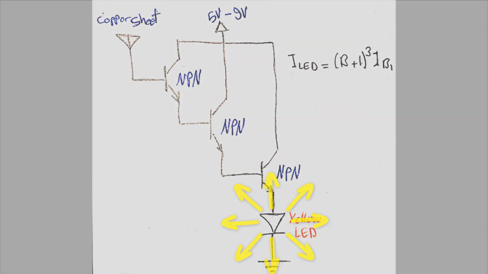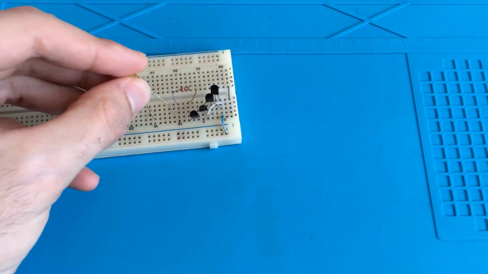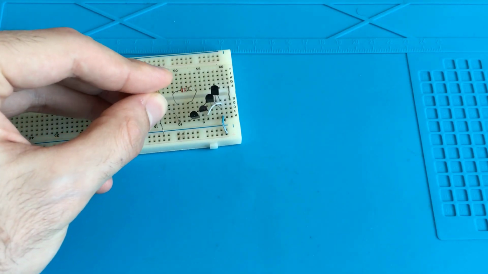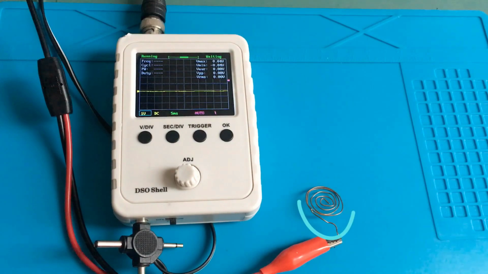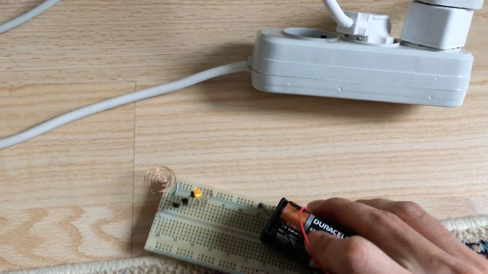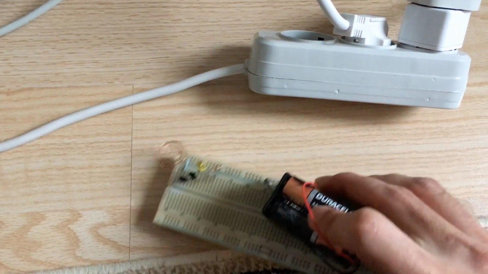For the sake of testing this circuit, I built it up on a breadboard and used even 4 stages of NPN transistor. I also made up some sort of an antenna using a copper wire, connected it to the transistor base, and here's the result.